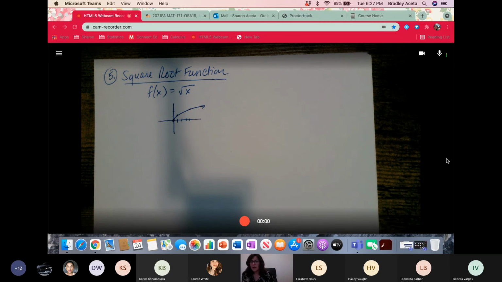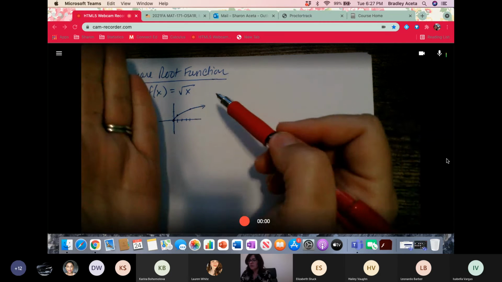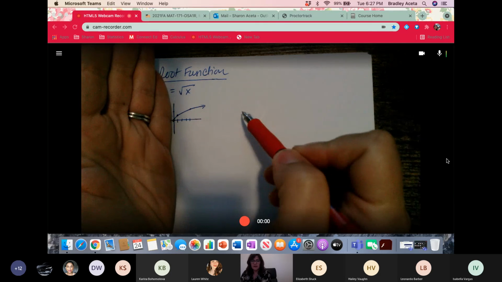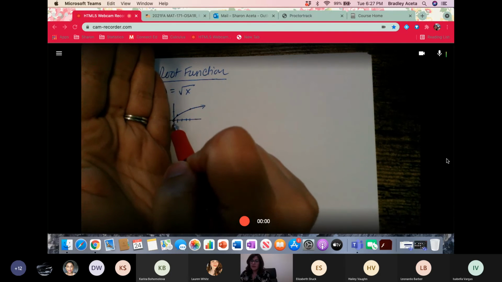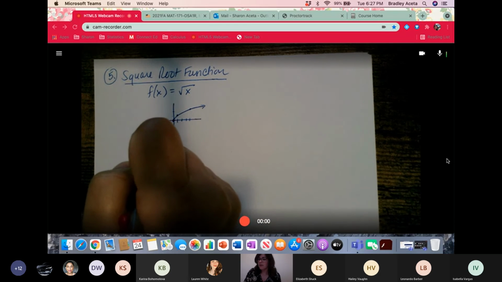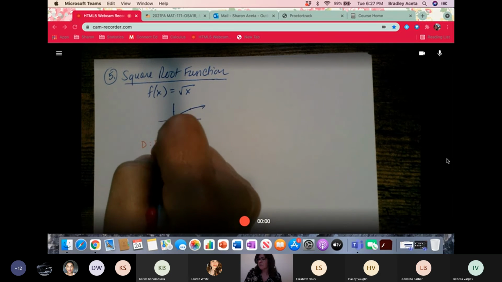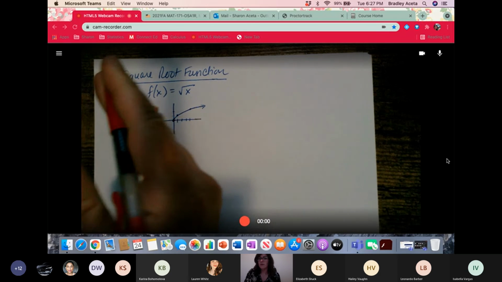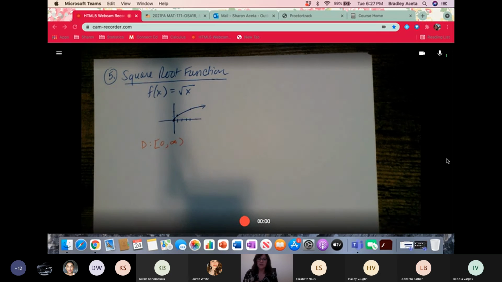So the domain, how wide is this? This thing is only from here to the right. And what's that point on the x? Well, that's 0. So my domain is from 0 all the way to the right, all the way to infinity.